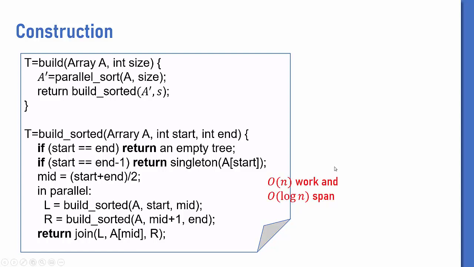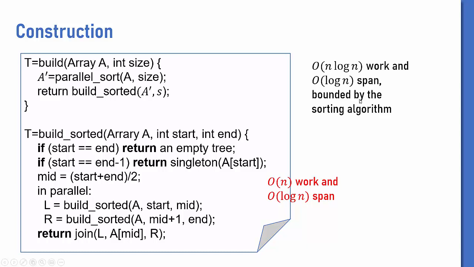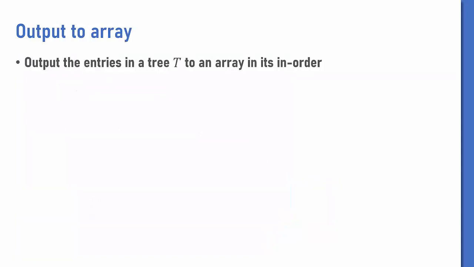The process of build sorted, which means to construct the tree from a sorted array, actually has linear work and order of log n span, but the total cost of build on an arbitrary array is bounded by the sorting algorithm. So we can have an algorithm that is n log n work and order of log n span to build a tree from an array.